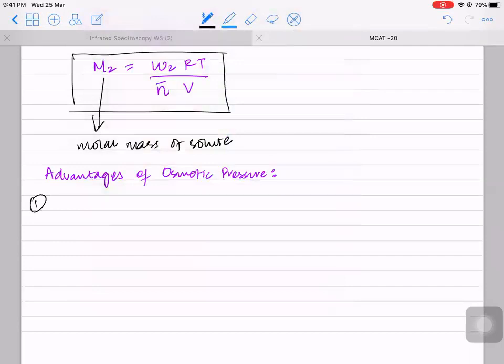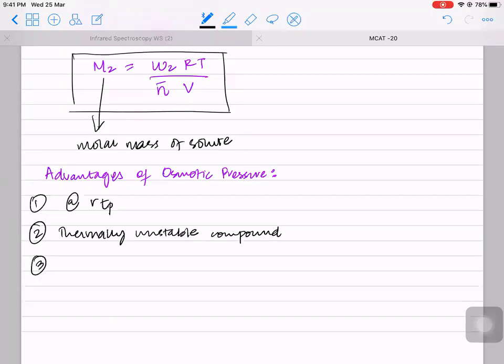First, this happens at room temperature. You do not require any temperature devices, right? For freezing point or boiling point, etc., you do not require any of that. This can happen at RTP, right? So since this is happening at RTP, this can be used for thermally unstable compounds. We can use this colligative property, which can be applied to thermally unstable compounds, because you're not making use of any extreme temperatures here, right?